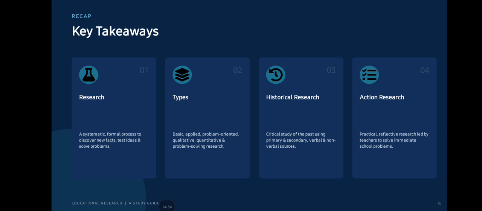Last is the recap. The key takeaways of these sessions are: research, a systematic formal process to discover new facts, test ideas, and solve problems. Types: basic, applied, problem-oriented, quality, quantitative, and problem-solving research. Historical research: critical study of the past, choosing primary and secondary, verbal and non-verbal sources. Action research: practical, reflective research led by teachers to solve immediate school problems.